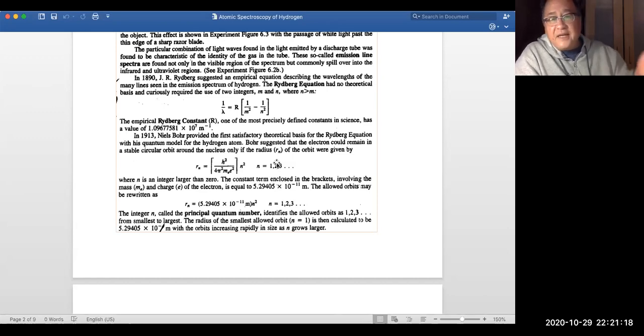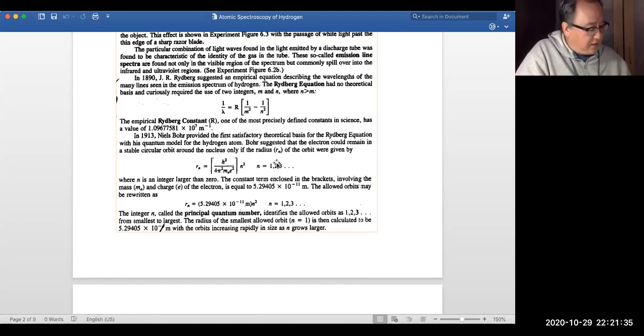Or it could be at n equal 2, which would be Venus, n equal 3, which would be Earth, n equal 4, which would be Mars, and so forth and so on. So just like the planets, the electrons can be a particular distance from the nucleus, but nowhere in between. So that's kind of interesting.